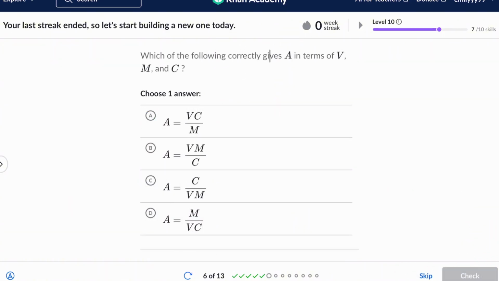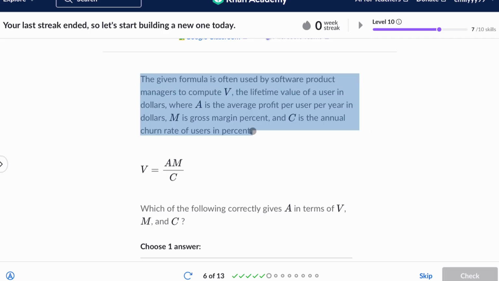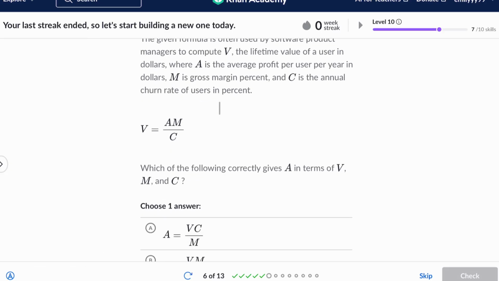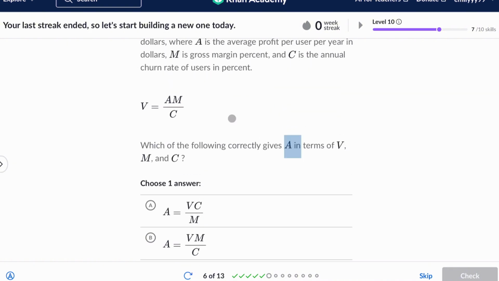Which of the following correctly gives A in terms of V, M, and C? So here's the equation here. You don't really need to read that if you're just trying to solve for a variable. I think that's to save time during the SAT. But maybe it could be important to you. All we're trying to do is solve for A.